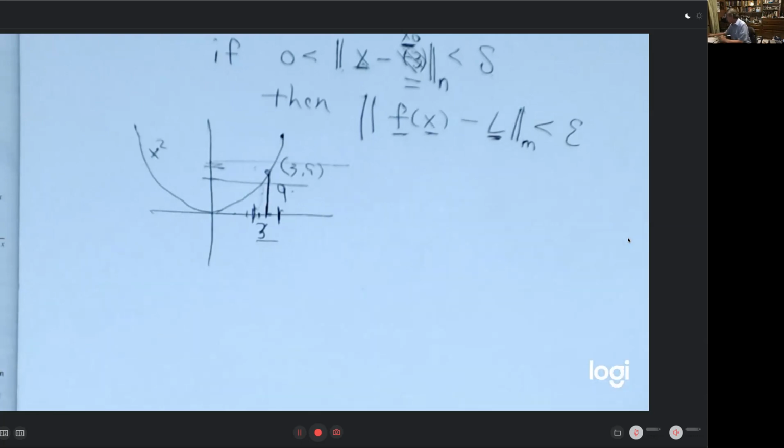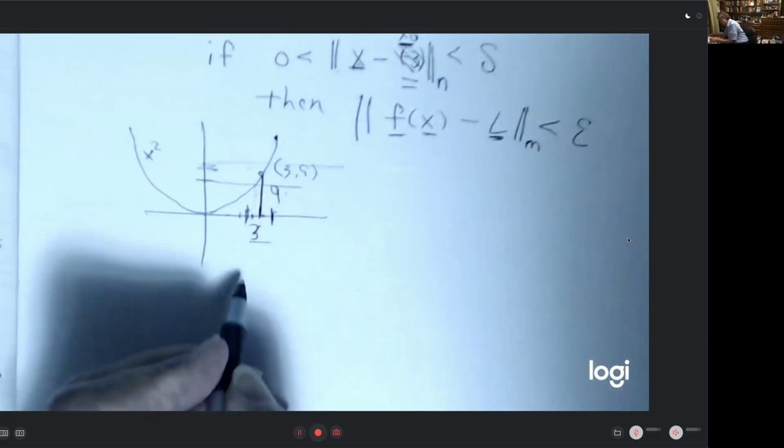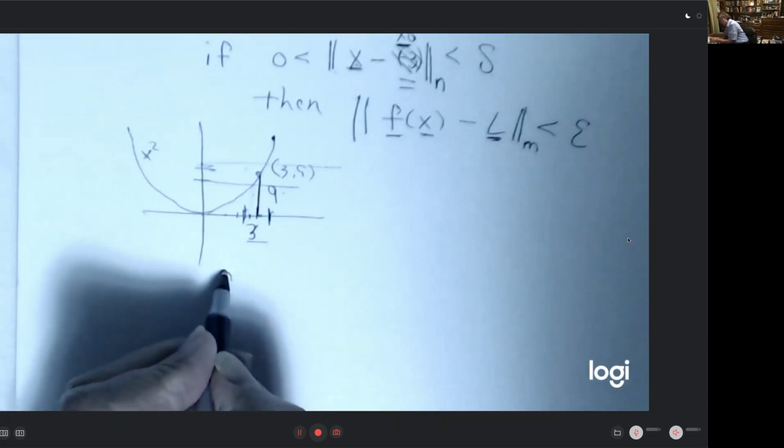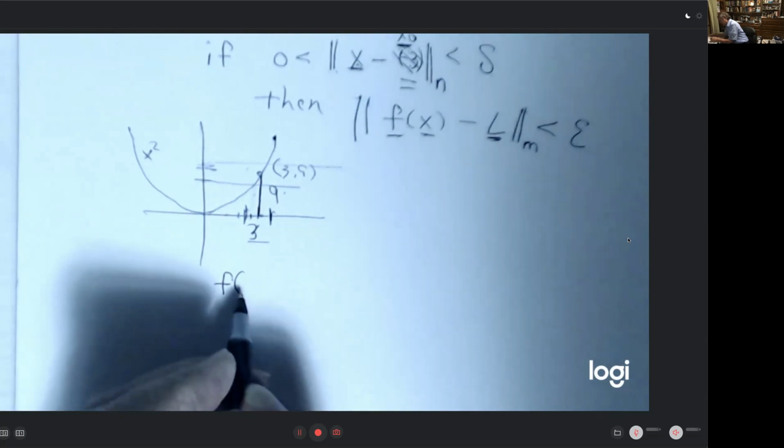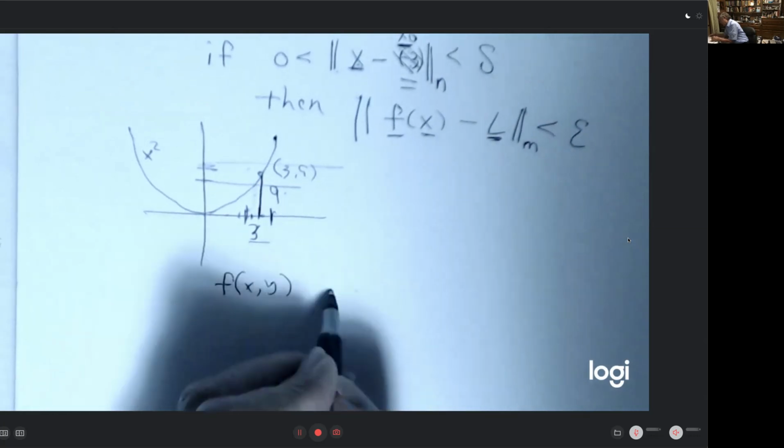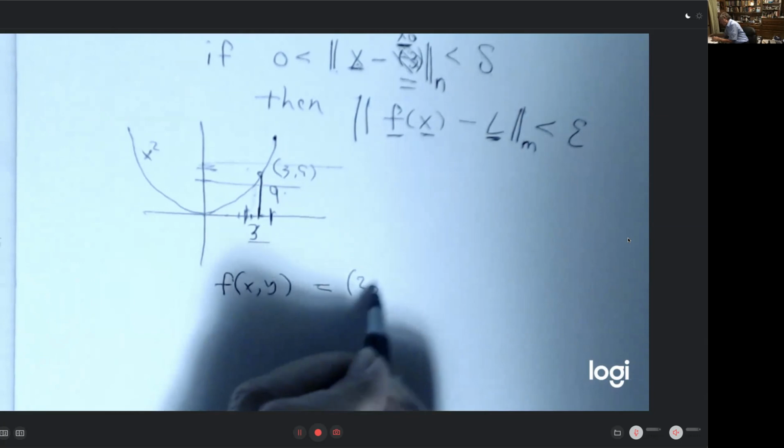Okay, so let's talk about a nice easy function. Let's talk about a constant function. So f of x, y is going to be, say, 2, 3, 4.